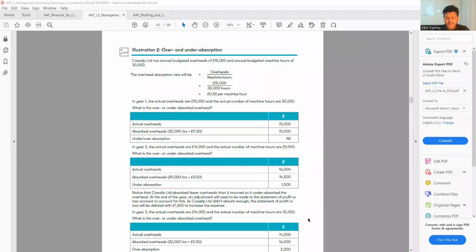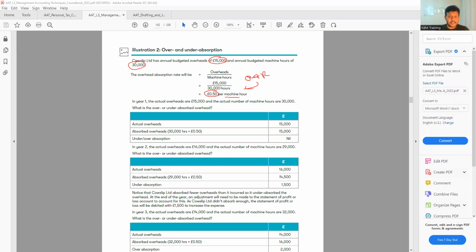So if you read this one, the first thing we need to understand is how to calculate the OAR. They said the budgeted overhead is 15,000 and the machine hours are 30,000. So per machine hour, the overhead absorption rate is 50 pence. We understand that. So OAR is 50 pence per machine hour. You understand this one because we have done some calculation as well.